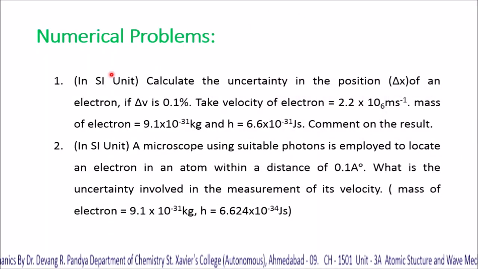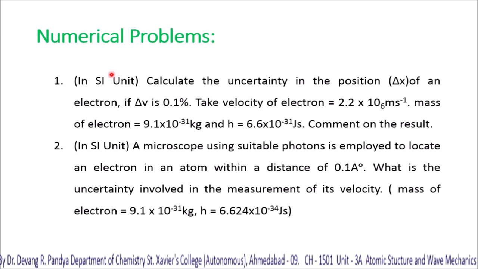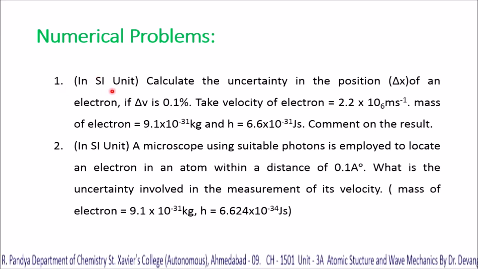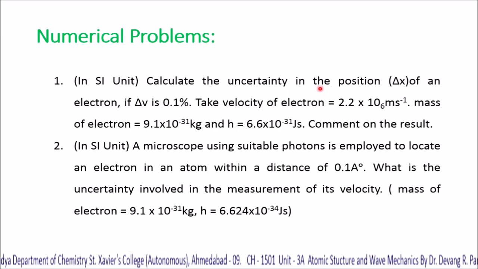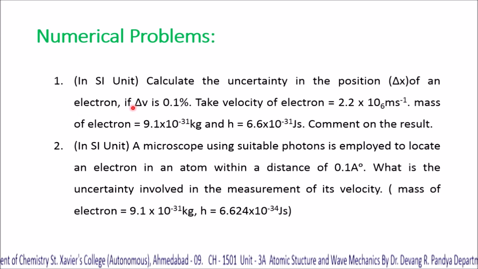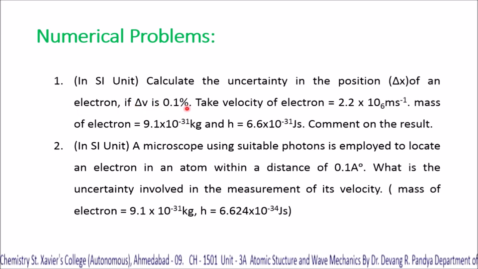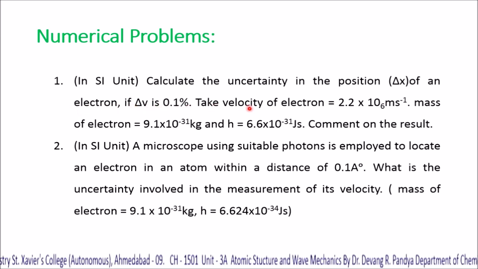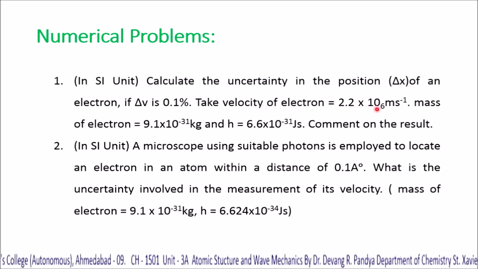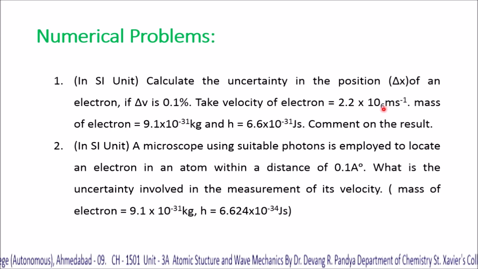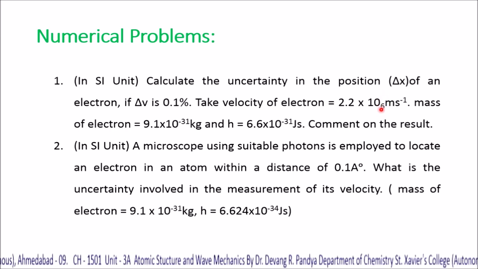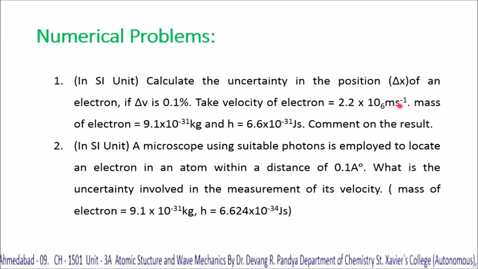Now these are the two numericals for your practice. You can do it at home. You need to calculate in SI unit the uncertainty in the position, delta x, of an electron, if delta V is given as 0.1%. Take the velocity of electron as 2.2 into 10 raised to 6. This is subscript, it should be superscript. You need to keep it in mind. This is 10 raised to 6 meter second inverse.